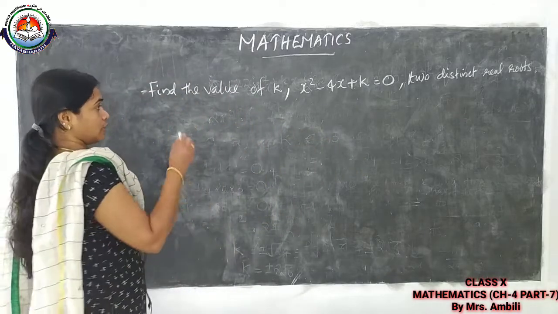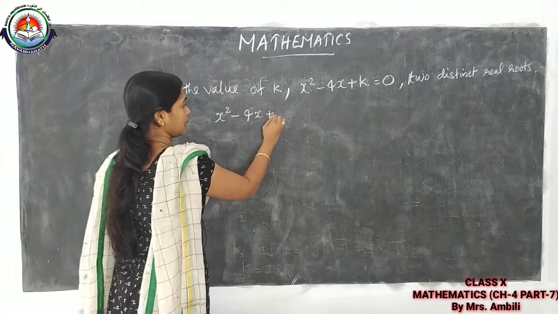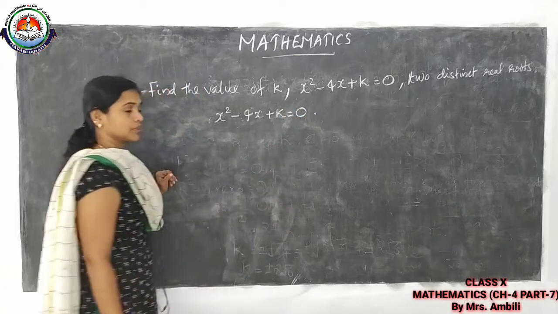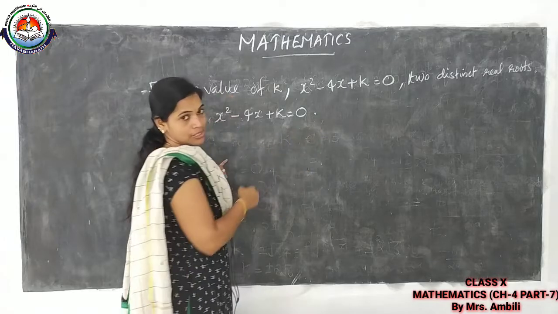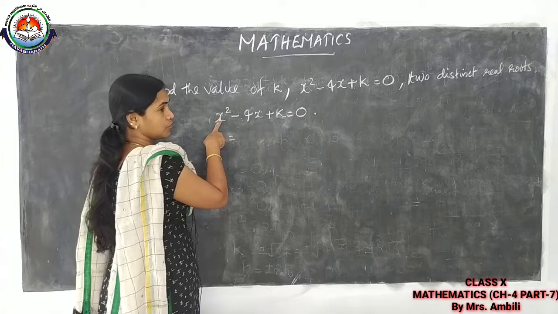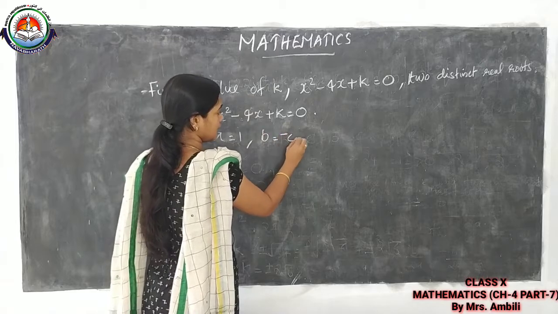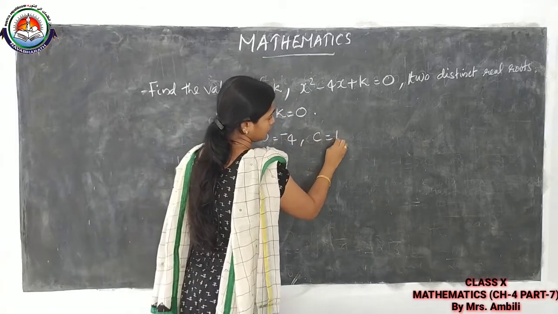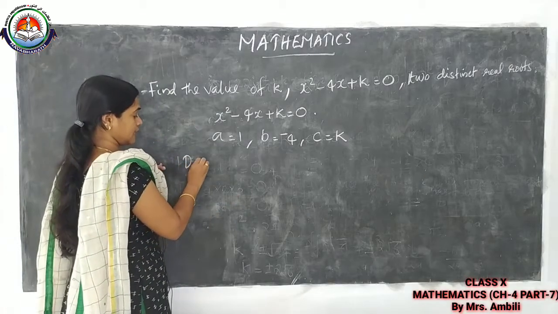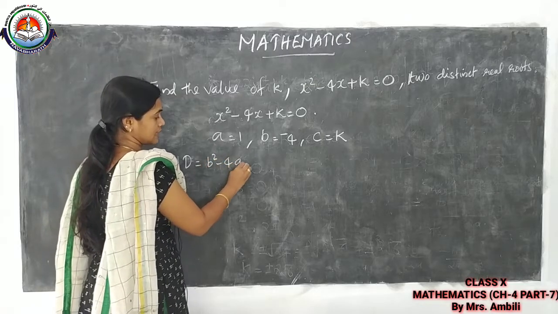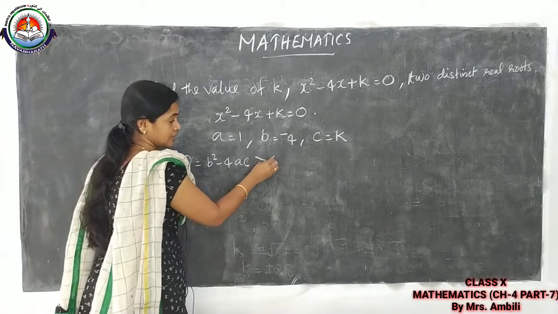So what is our first step? What is the given equation? The given equation is x square minus 4x plus k equal to 0. Next step, comparing the given equation to ax square plus bx plus c equal to 0, what is the value of a? a equal to the coefficient of x square, that is a equal to 1, b equal to the coefficient of x, that is minus 4, c equal to the constant term, c equal to k here. It is also given that the discriminant, that is the value of b square minus 4ac, for two distinct real roots is greater than 0.